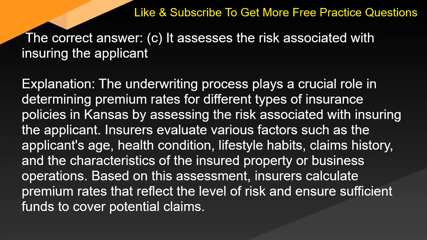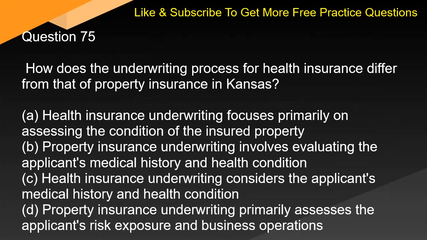Question 75. How does the underwriting process for health insurance differ from that of property insurance in Kansas? A. Health insurance underwriting focuses primarily on assessing the condition of the insured property. B. Property insurance underwriting involves evaluating the applicant's medical history and health condition. C. Health insurance underwriting considers the applicant's medical history and health condition. D. Property insurance underwriting primarily assesses the applicant's risk exposure and business operations.